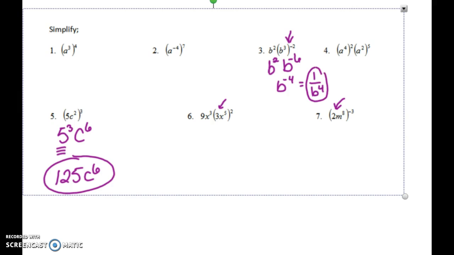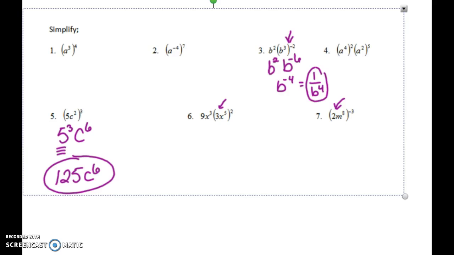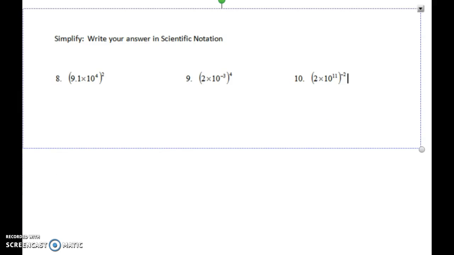So kind of try to go off these examples and try the rest of these, the other 5. And then I'd also like you to look at the scientific notation ones at the bottom. And I want you to remember, just like number 5, that 5 and that c squared were both attached to the 3. So you need to square both things in there. You need to take both things to the 4th power. Both things to the negative 2 power. So try the rest.